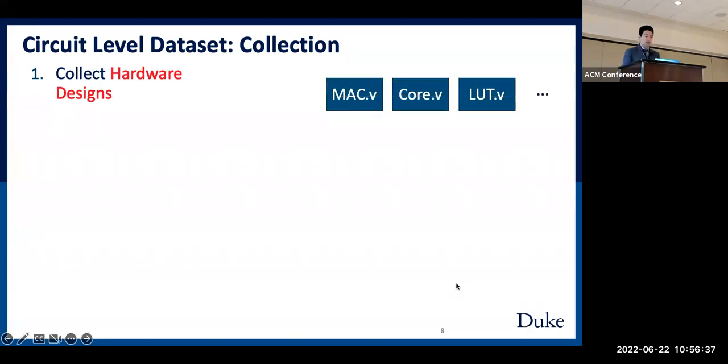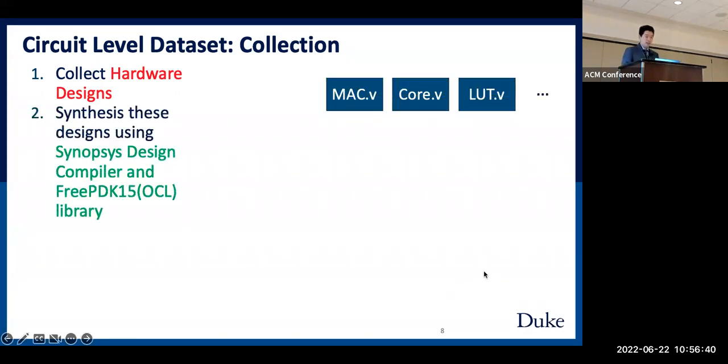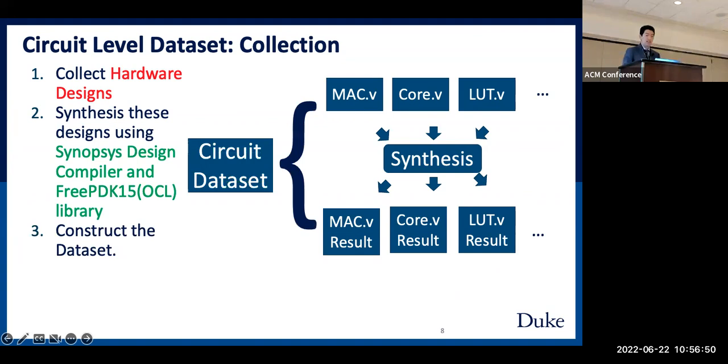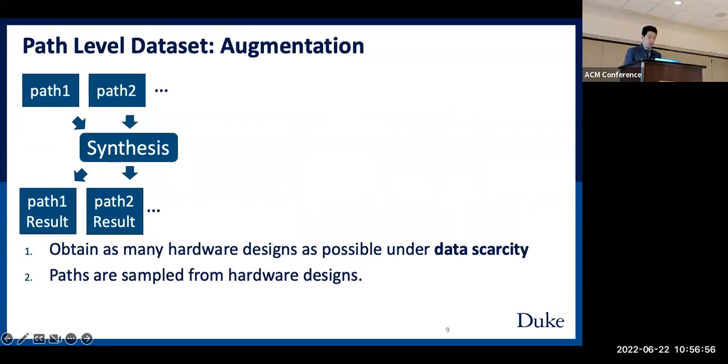Therefore, to supply the model with sufficient training data, we have to generate and augment the training data ourselves. And this is how we do this. First, we collect as many open source hardware designs online as possible. This could come from a wide range of applications, for example, the MAC unit, some general purpose cores, and some hardware accelerators. Next, we synthesize all these designs using a Synopsys Design Compiler, and this gives us a collection of timing, power, and area data for the full circuits of these designs. We call this the circuit level data set, and it is used to train the aggregation MLP model, which works at the circuit level.